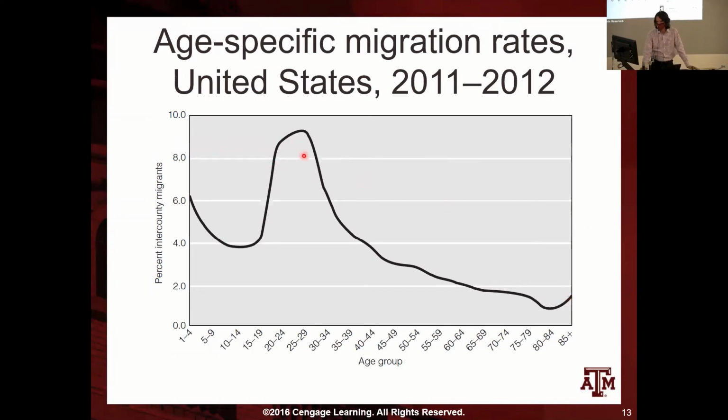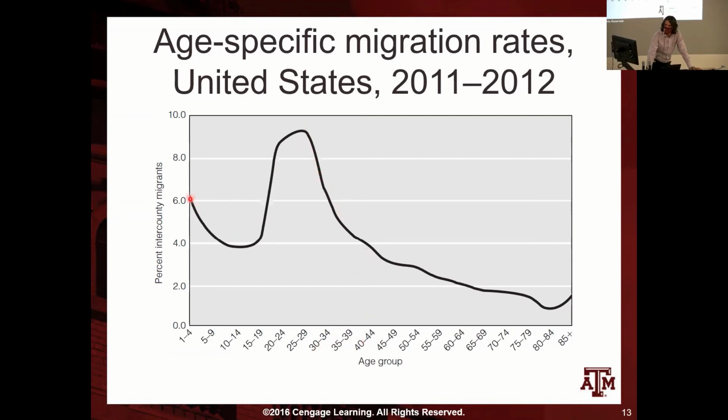If you compare, usually these people here that start to have jobs and then get married and start to have children are less likely to migrate as they get a little older.